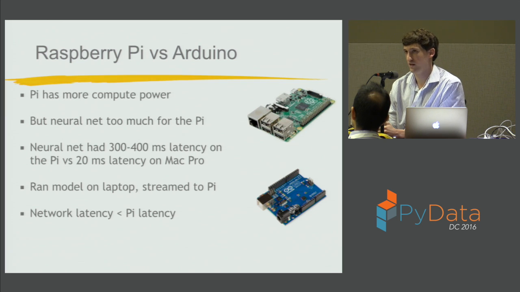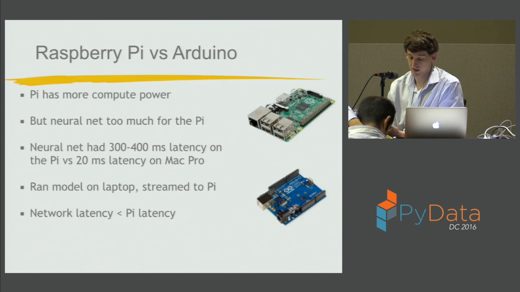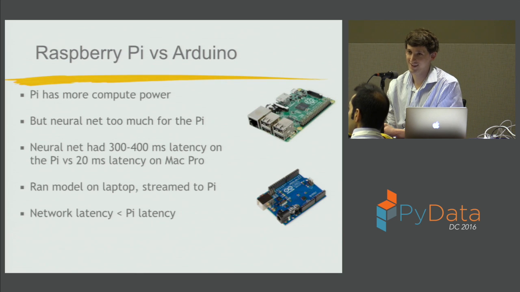And one of my original plans was to run the neural network on the Pi. When you're processing video images and doing anything with TensorFlow or OpenCV, you need a decent amount of memory. And I could be wrong, but I don't think the Arduino had that. So that's why I went with the Pi.